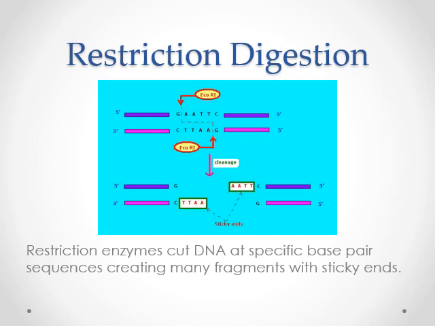The first step is a restriction digest. This restriction digest involves enzymes that cut DNA at specific base pair sequences, and that creates many, many fragments with sticky ends. Now, this is used in cells in order to defend the cell. The cell will seek out specific viral sequences and start cutting them up. We've taken this for ourselves to make it attack very, very specific regions.